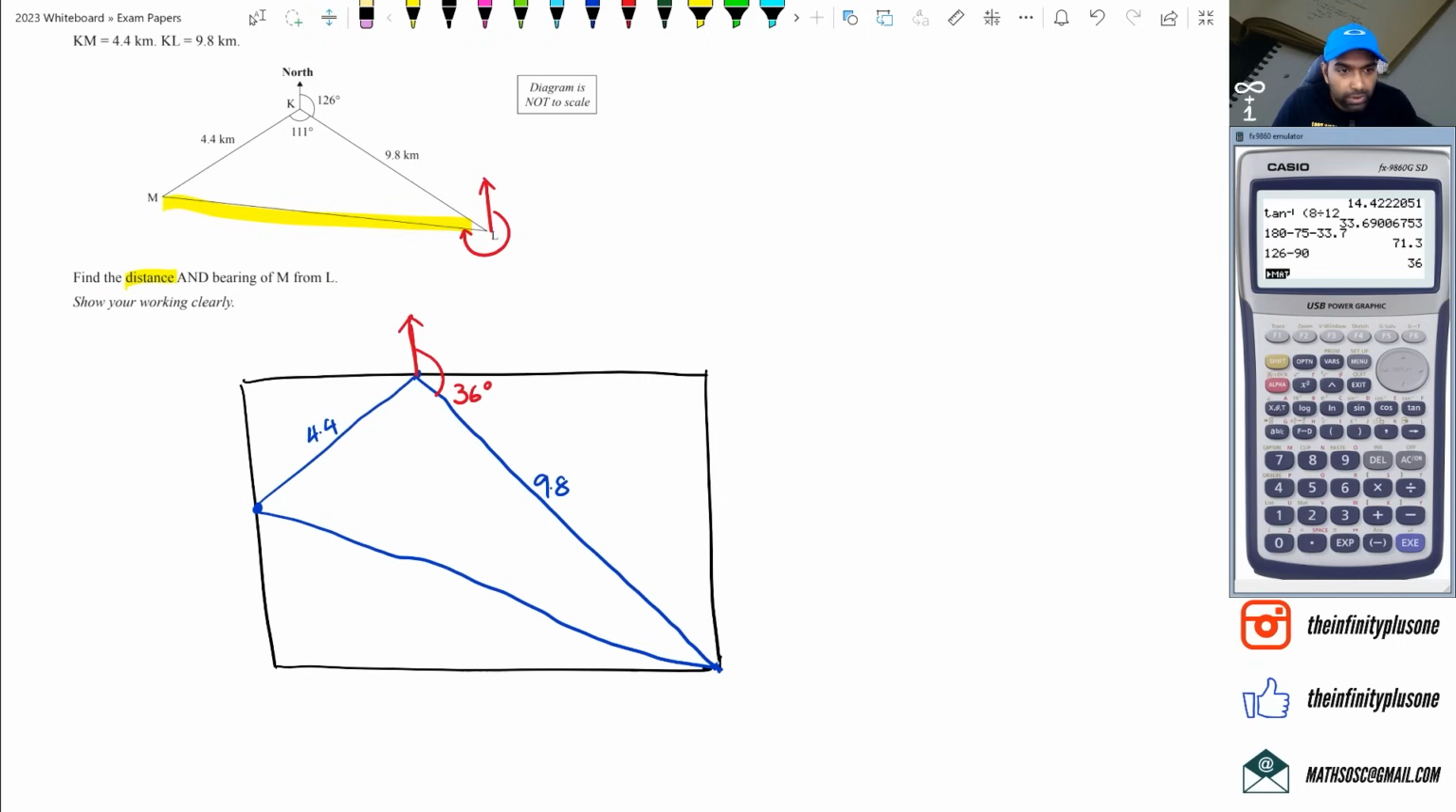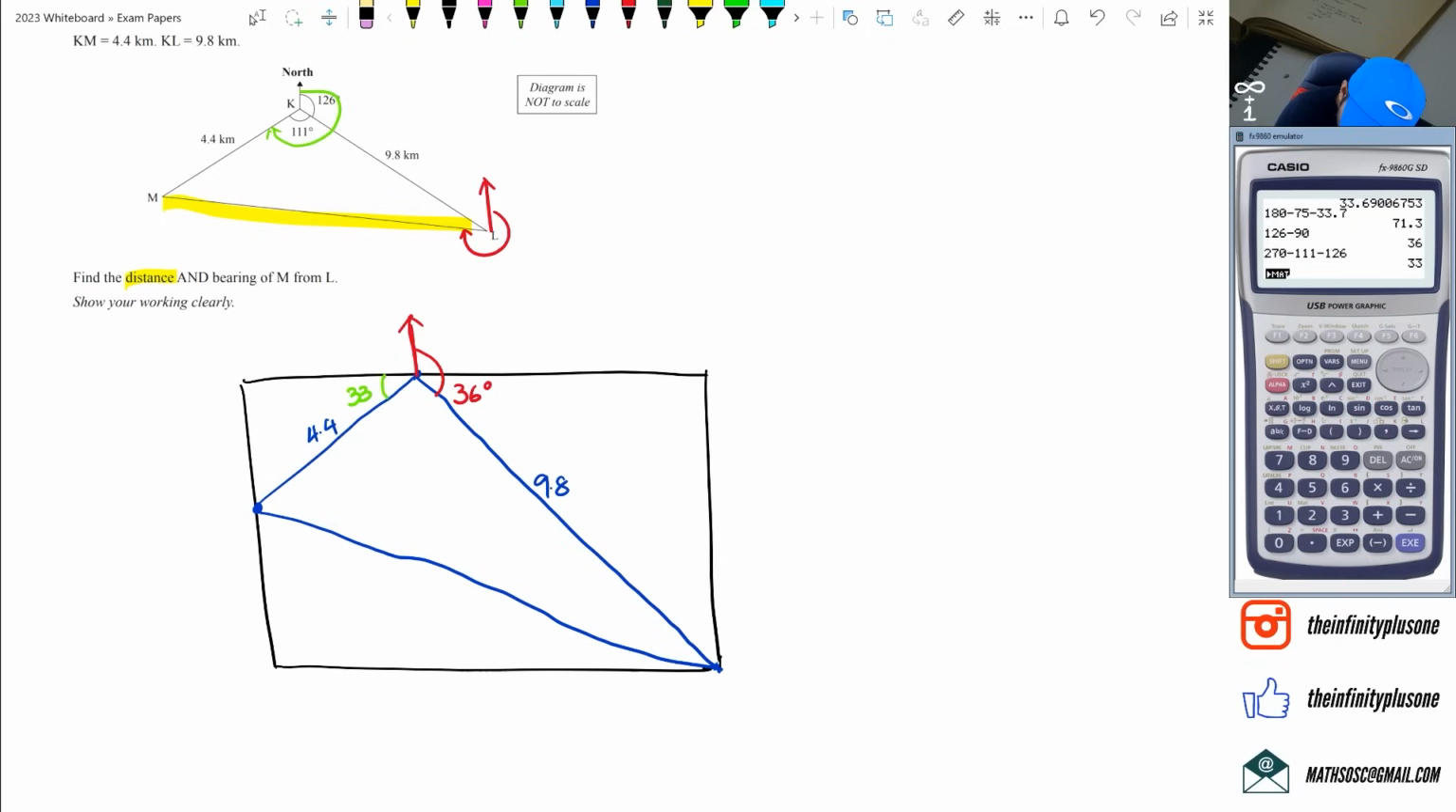Next thing I'm going to do is work out what this angle here is. And the way I'm going to do it is from around all the way up to here, which is 126 plus 111. And I know that 3/4 of the way is 270, so I'm going to go 270 take away 111 take away 126, and that's going to give me 33 degrees.